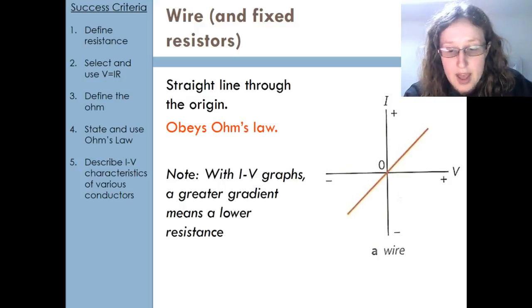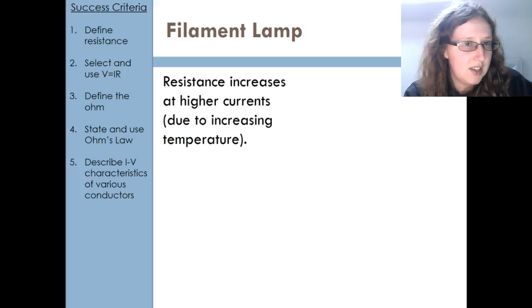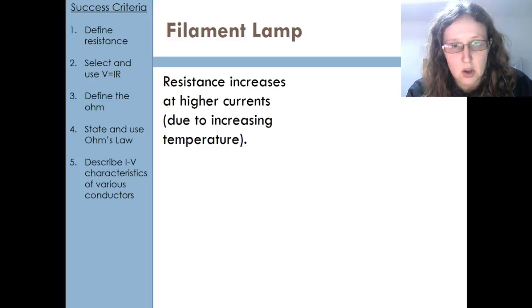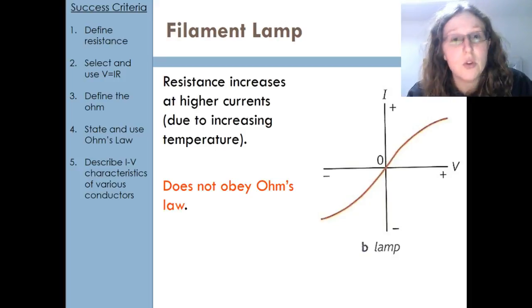So you need to know 3 of these. Fixed resistor, a filament lamp. Filament lamp looks different because its resistance increases as the current does, and that's because it gets hotter. So what we end up with is a sort of S-shaped curve. So it still goes through the origin, but it curves at the top and the bottom. So that means it does not obey Ohm's law.